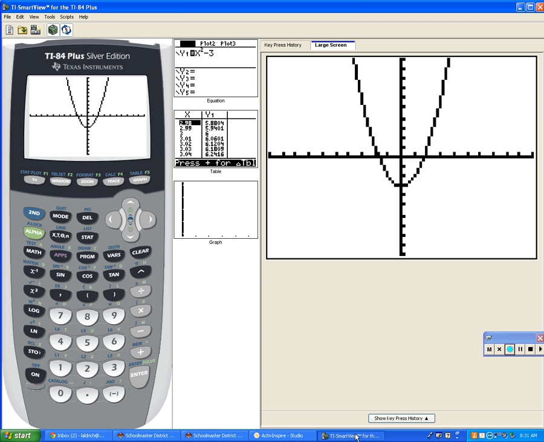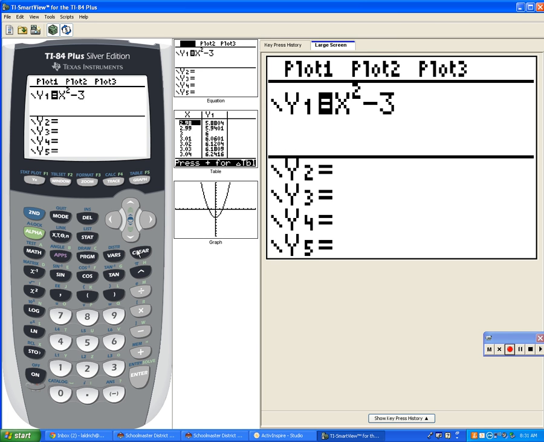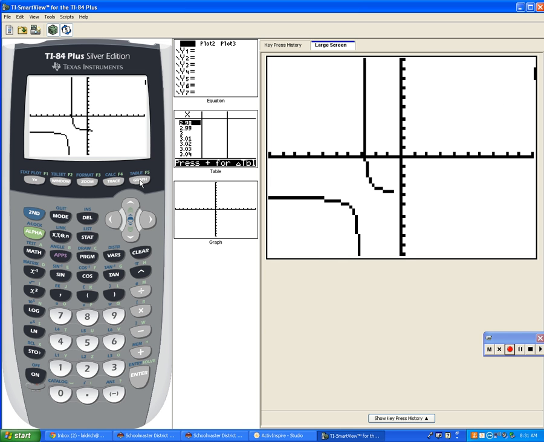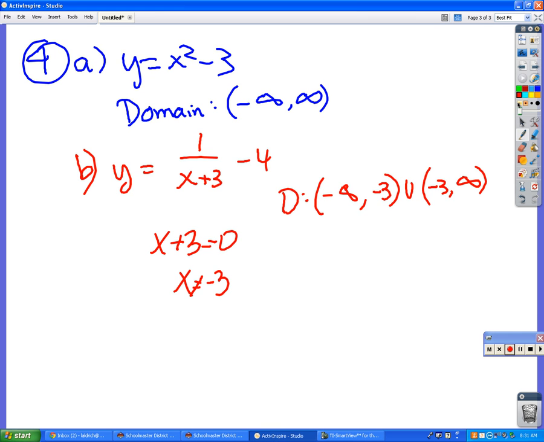All right, so same thing as with the other problem. If you want to, you can look at the graph. Can you see why the domain is negative infinity to -3, and -3 to infinity? Yeah. There's this break right here at -3, so it can't be -3. So you can do it algebraically, or you can do it by looking at the graph.